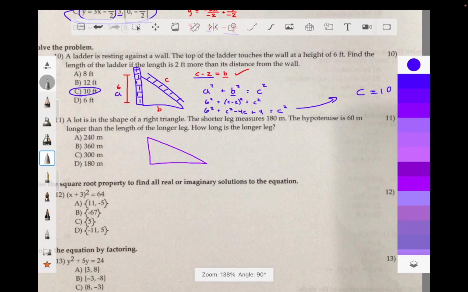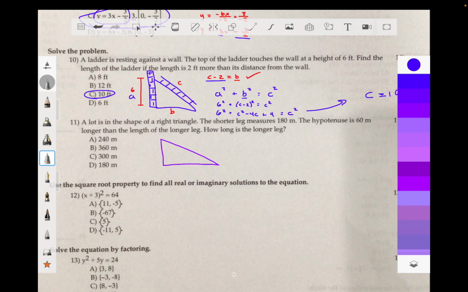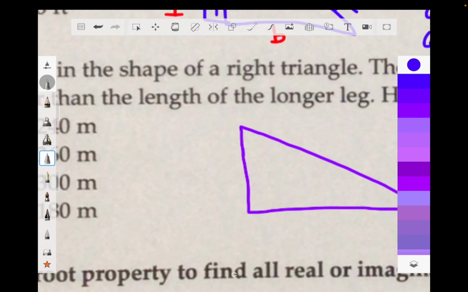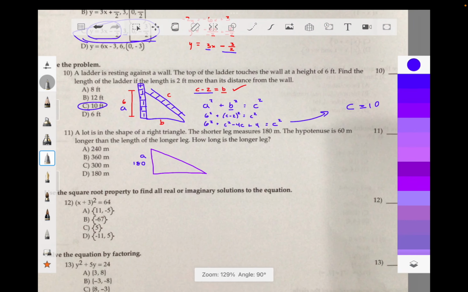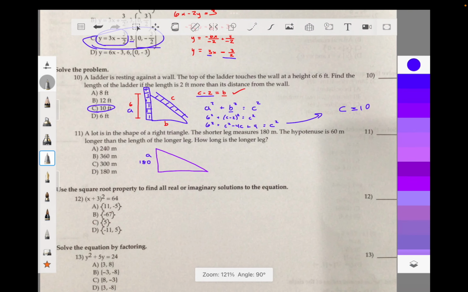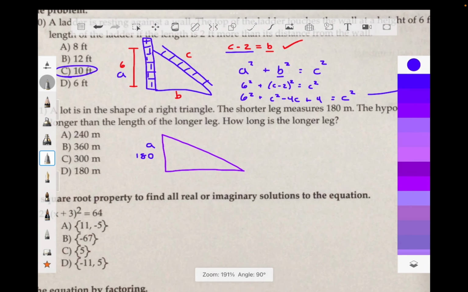The parking lot is in the shape of a right triangle. The shorter leg measures 180 meters. So let's call this A, and A equals 180 meters. The hypotenuse is 60 meters longer than the length of the longer leg.